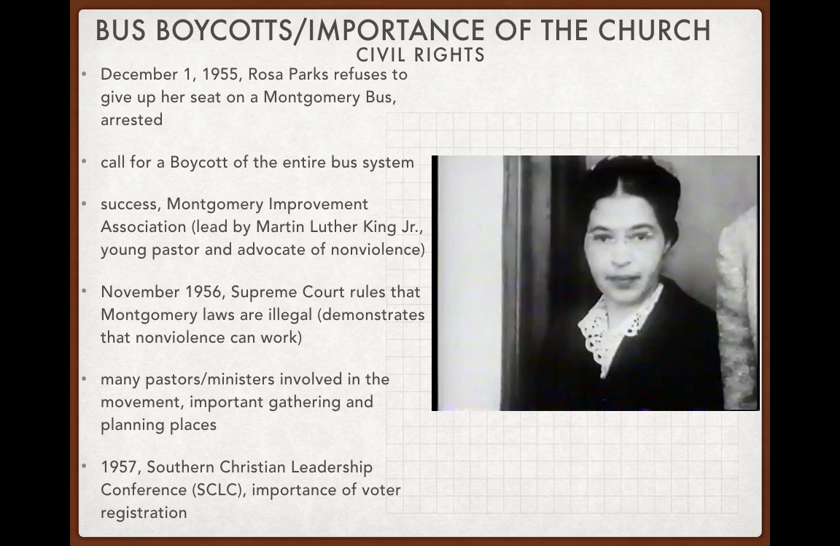It will be led by a group called the Montgomery Improvement Association, and that group is led by a man named Martin Luther King Jr., a very young pastor and advocate of nonviolent protest methods. In November of 1956, after a boycott of the system, the Supreme Court rules that the Montgomery bus laws are illegal. This demonstrates that nonviolence can accomplish goals. In 1957, we have the formation of the SCLC, or the Southern Christian Leadership Conference, and they will focus on registering African Americans to vote.